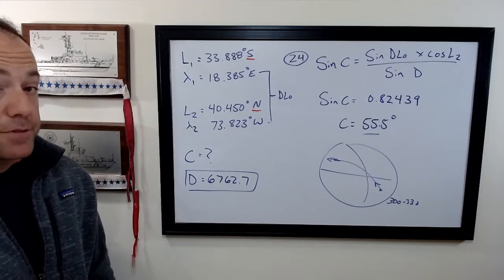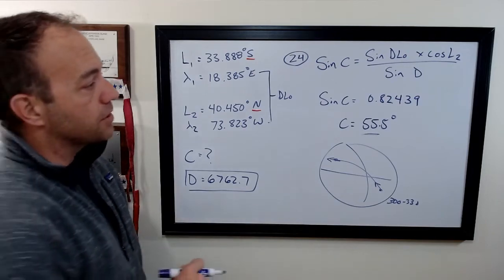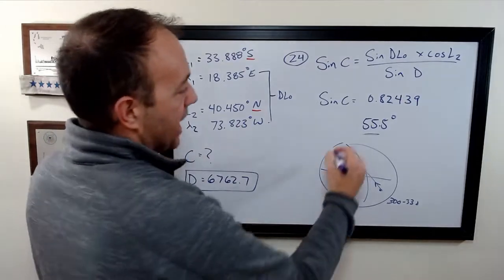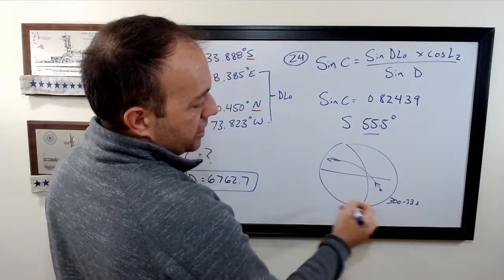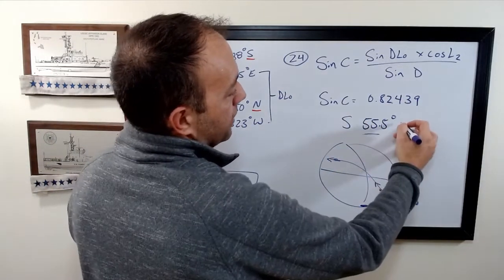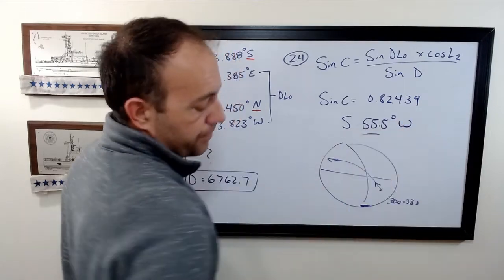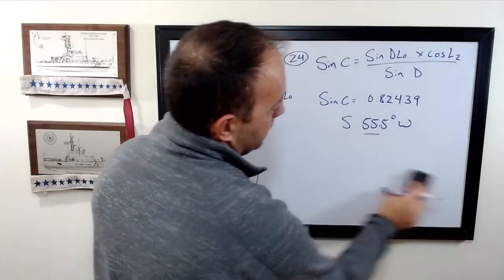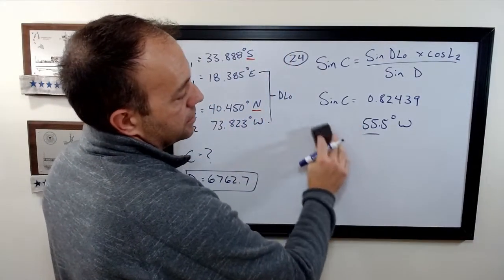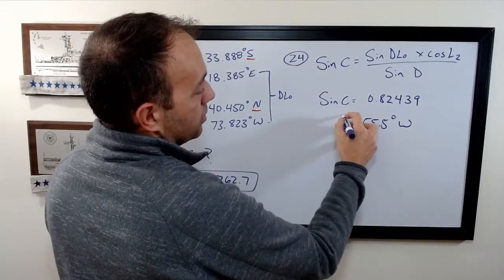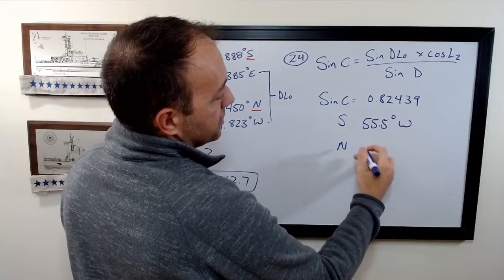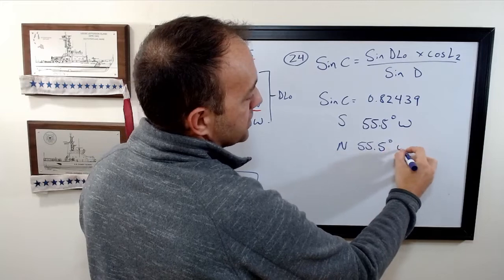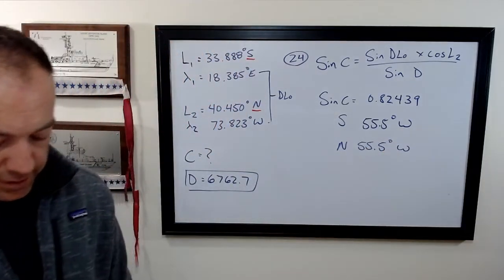When you're crossing the hemisphere, we got to make a change, right? So normally you would call this south, because we started in the southern hemisphere, 55.5 degrees west, but we're going to flip it into the northern hemisphere. Normally it would be that. We're going to flip it to be north 55.5 degrees west when we shift hemispheres.